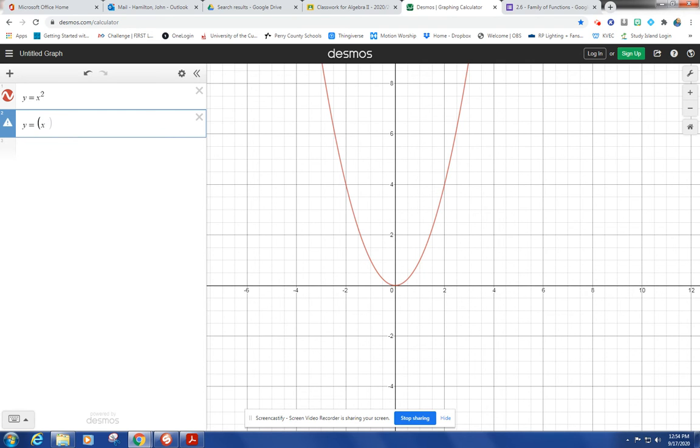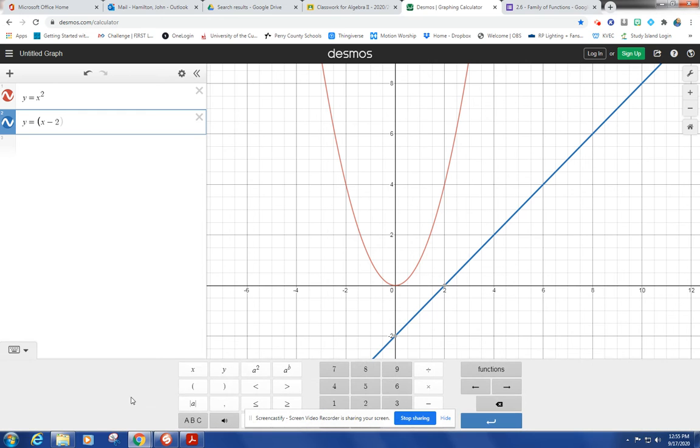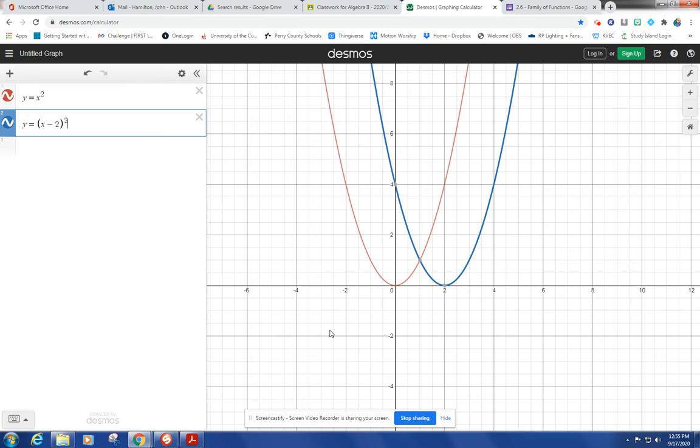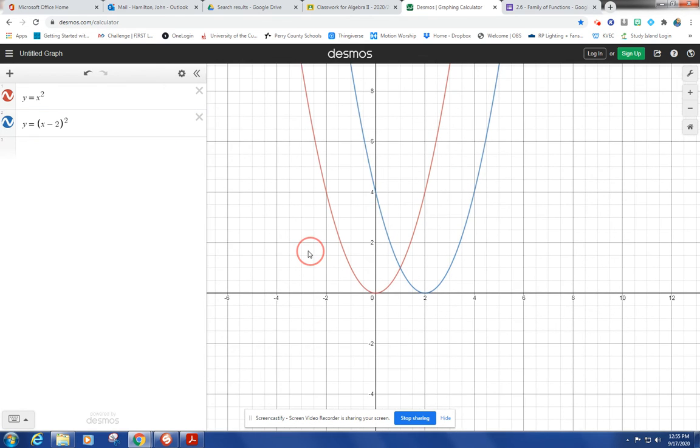And inside these parentheses, I'm sorry, this thing's being crazy. I'm going to put in x minus 2, and we'll go ahead and get my squared symbol back again. Notice what happens, okay? Notice what happens. Now, this is a little bit counterintuitive if you think about this, okay?